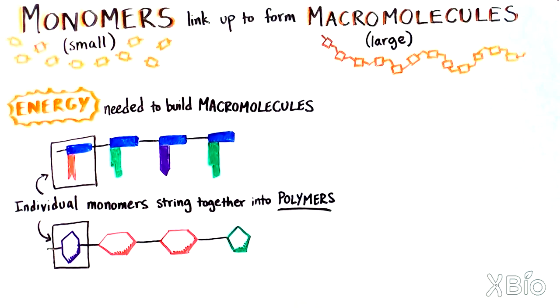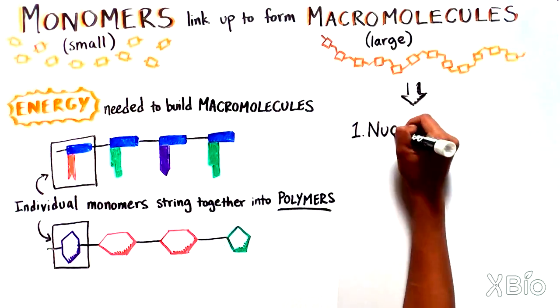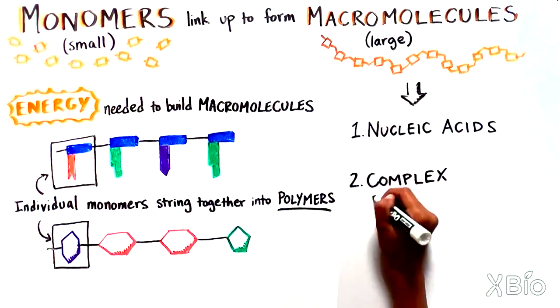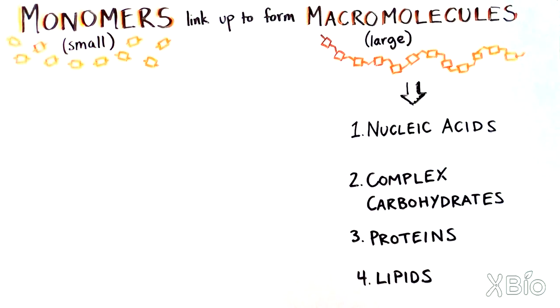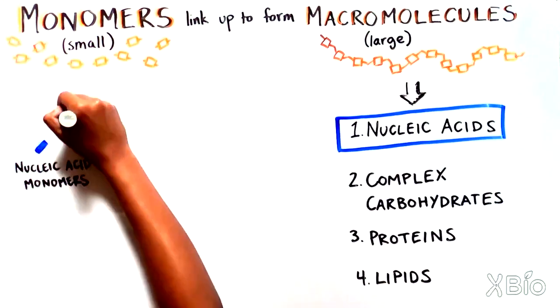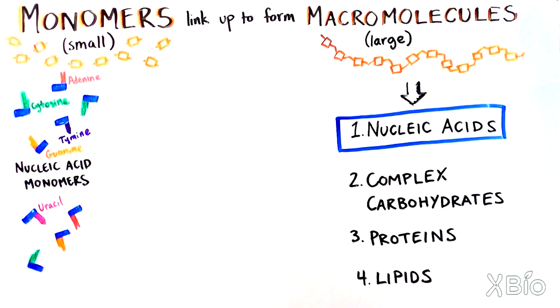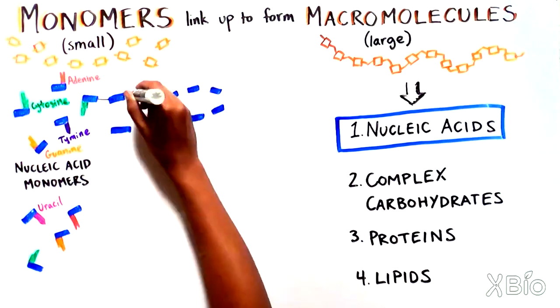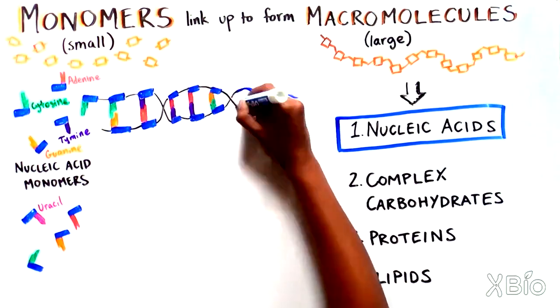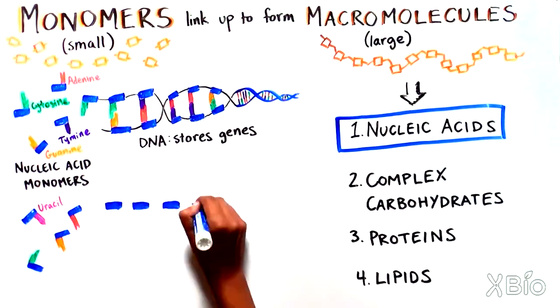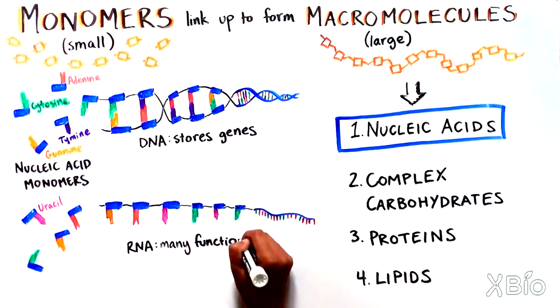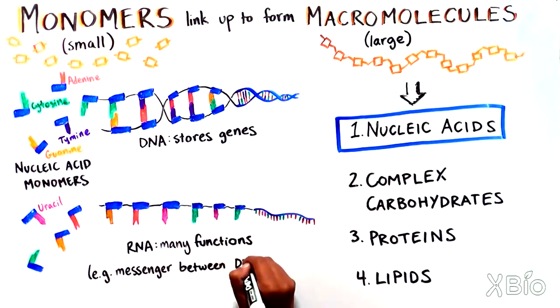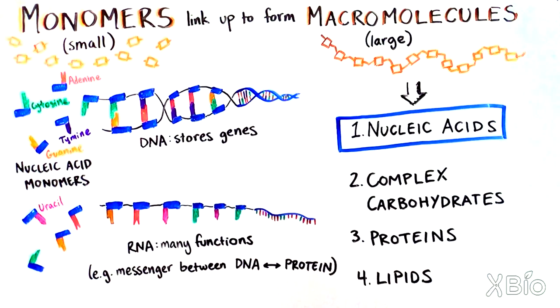We'll next talk about the 4 main types of macromolecules: nucleic acids, complex carbohydrates, proteins, and lipids. As we mentioned, nucleotides can string together to form nucleic acids, which come in 2 types: DNA, deoxyribonucleic acid, which stores our genes, and RNA, ribonucleic acid, which has many functions, including acting as a messenger between the DNA code and the production of proteins.